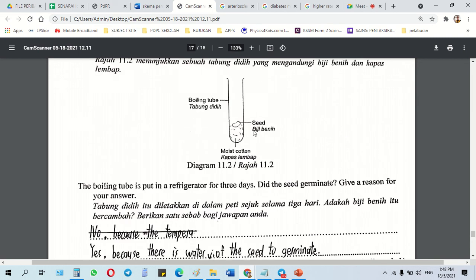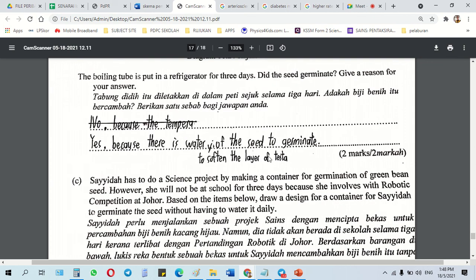Actually, kalau seed kita kena ada temperature, kita kena ada water, kita kena ada air. 3 ni lah yang kita kena ada. Kita tak perlukan sunlight, tak perlu sunlight tak perlu. Saya kalau you letak dalam almari, tak ada apa semua, still lagi boleh germinate.